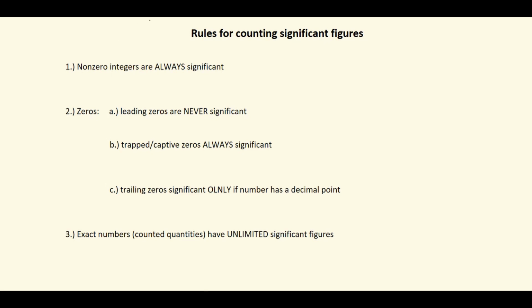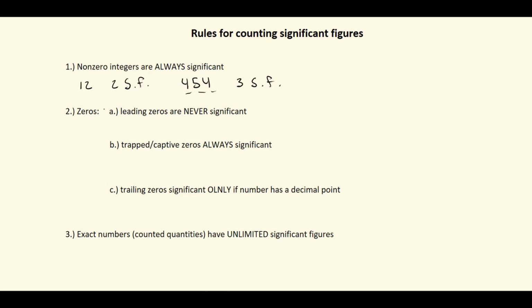Before we practice a few examples, let's review what the rules for counting significant figures are. So here we have the 3 rules. Number 1 says that non-zero integers are always significant. So if we had a number like 12, we have 2 integers, so that means we have 2 significant figures. And if we had a number like 454, we also have 3 integers here. So we have 3 significant figures.